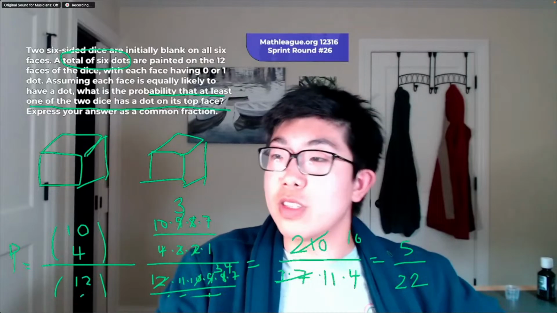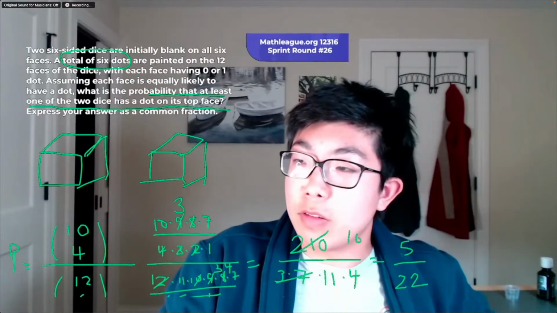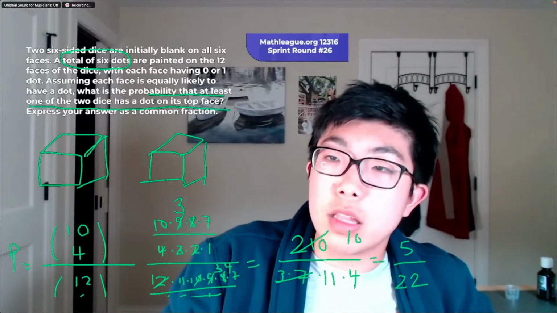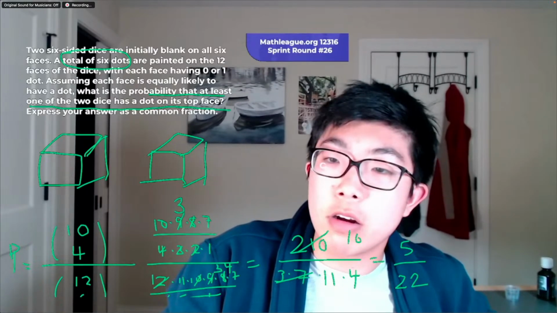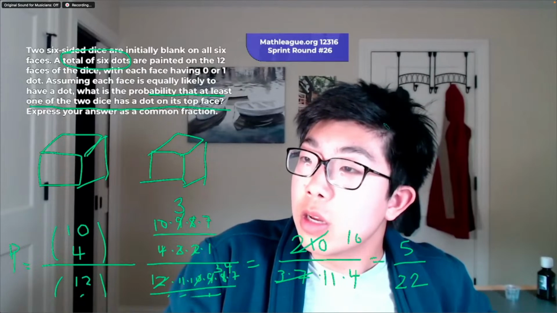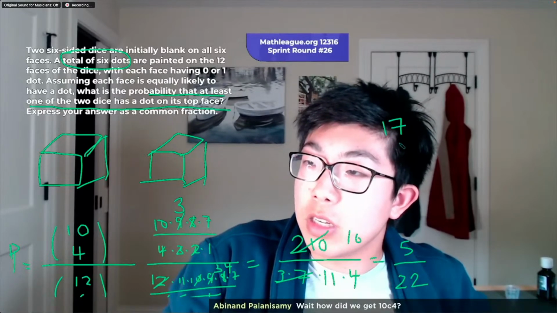This seems very interesting, but we're not done yet, because we have to subtract this from 1 to get the probability that at least one of the 2 dice has a dot, because we counted the probability that neither of them do. So our answer should be 17 out of 22.